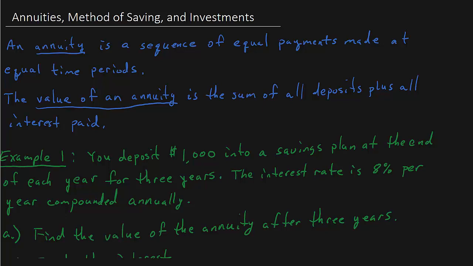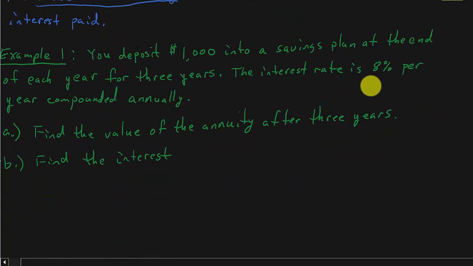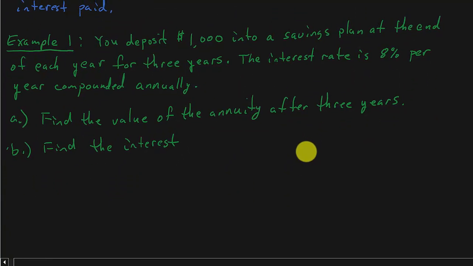So let's take a look at example 1. All right, so let's see what we've got. For example 1, it says you deposit $1,000 into a savings plan at the end of each year for 3 years. The interest rate is 8% per year, compounded annually. Find the value of the annuity after 3 years, and then find the interest that we made.